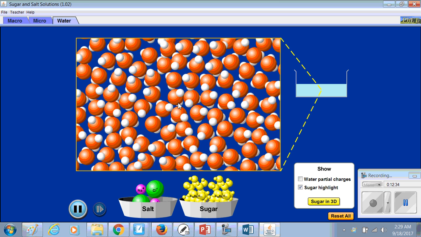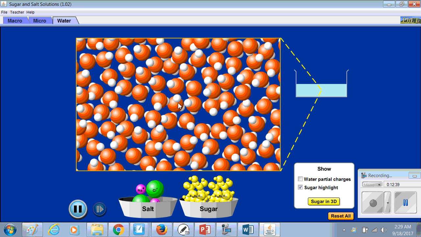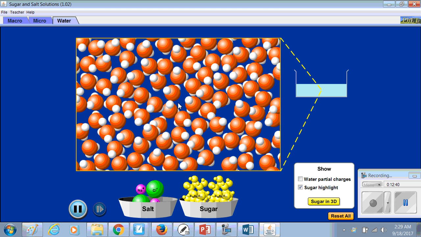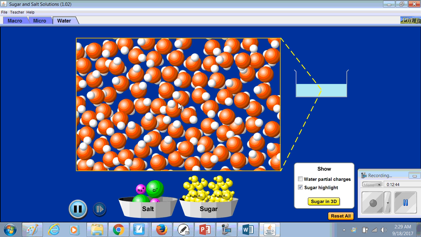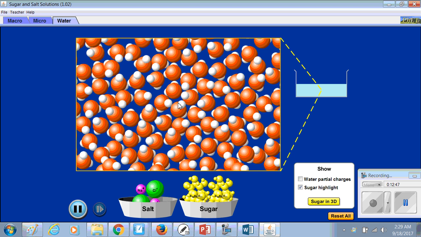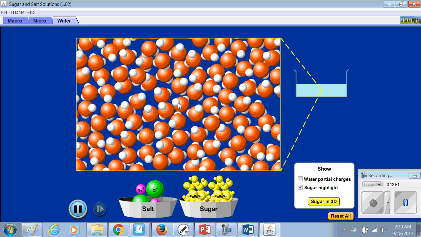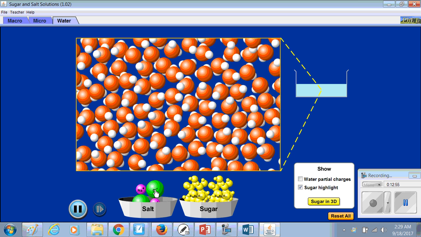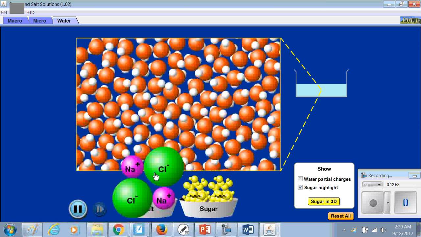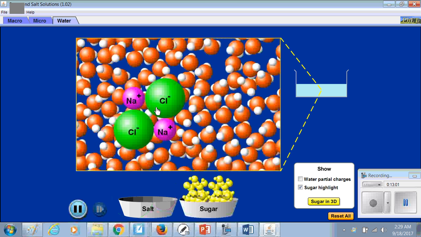And what I want you to pay attention to, especially with the salt, is how mechanically the water molecules pull the salt ions apart from each other. It's a little bit tricky for me to capture this, but I'll do my best. So I'm going to put 2 formula units of salt into water.